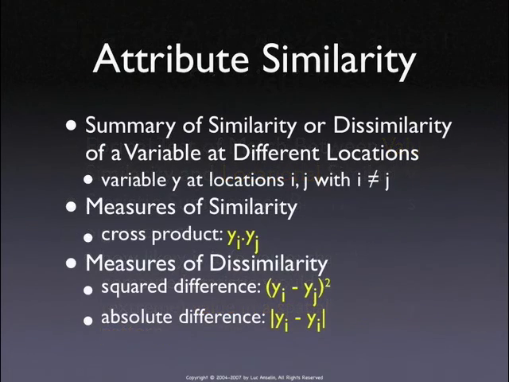How do we formally express attribute similarity? So this is some kind of summary of the similarity or dissimilarity of a variable at different locations. Remember, it's autocorrelation, so it's the same variable. How can we formalize whether the crime in two neighborhoods is somehow similar or dissimilar? Well, dissimilar is easy. We take the difference. And to get rid of sign effects, we square it or we take the absolute value.